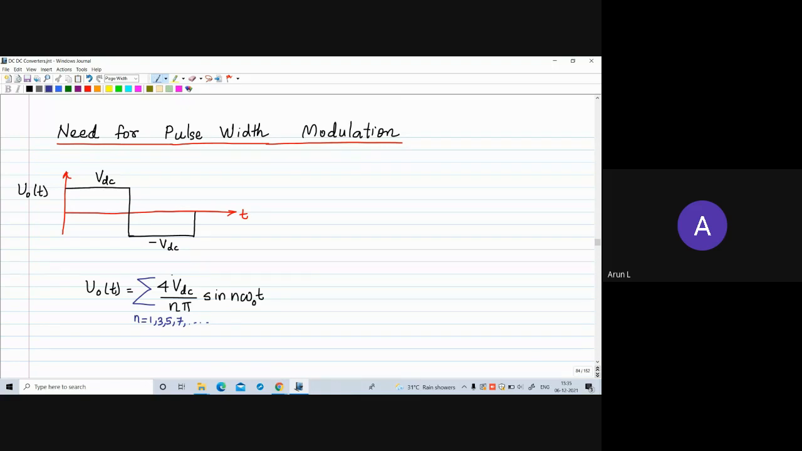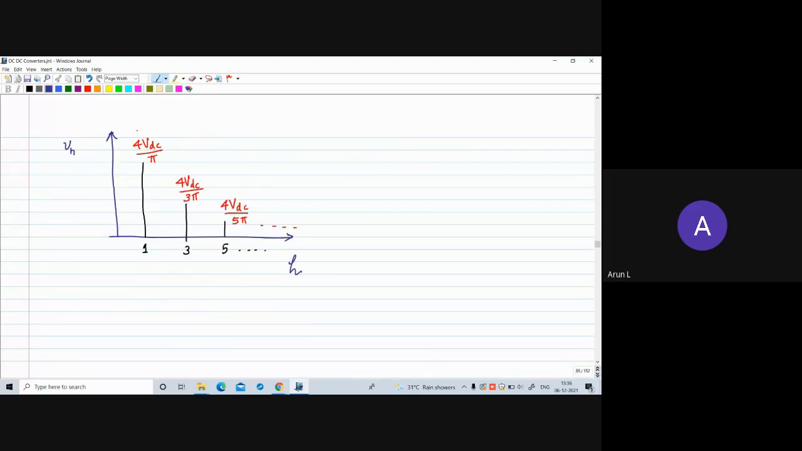The magnitude is 4 VDC by n pi sin n omega naught t, where n varies from 1, 3, 5, 7, etc. So all odd harmonics are present, and if the load has a filtering action, if it is a motor load, then it will see a sinusoidal current as it will suppress the higher order harmonics. Otherwise, we have to design filters. That is one option. But if you are designing filters to remove these harmonics, what is the problem? We have all the odd harmonics. Fundamental is 4 VDC by pi. Third harmonic is 4 VDC by 3 pi.